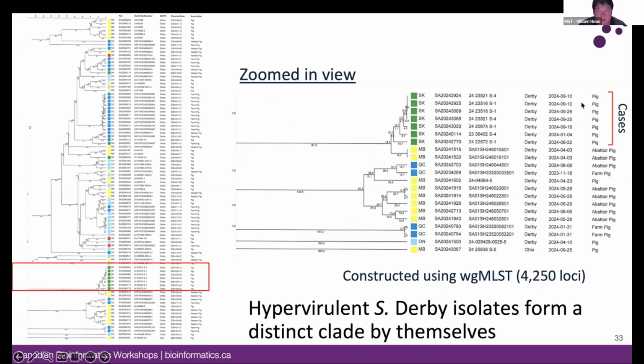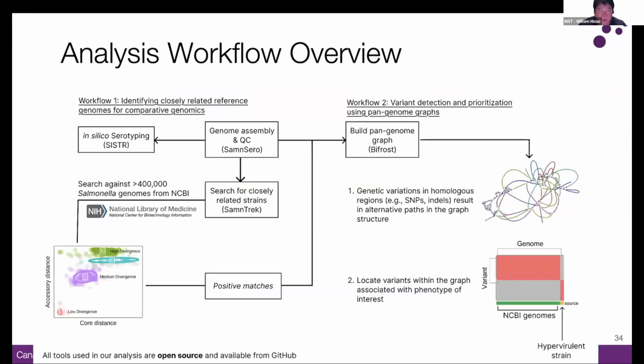You can see that these cases are all most similar to each other and form a clade here. Okay, so they're interested in characterizing the isolates further. So the first thing then is to see if there are isolates or strains that can be used in comparison, going beyond the 6 isolates, as a comparison, right?